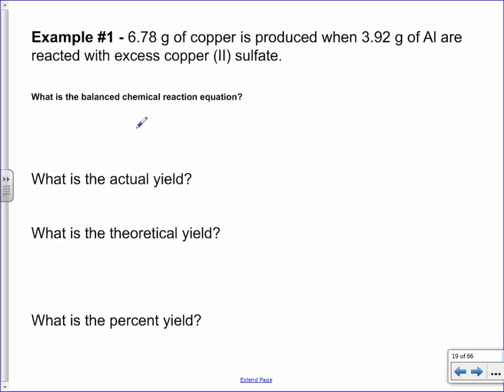So kind of like what I started class with here, I've given you a word equation. Let's try to write a chemical equation. So what am I reacting? Well, it says copper is being produced. So that means the copper needs to go on the product side. Why is it being produced? Well, it looks like aluminum is being reacted with copper 2 sulfate. How do I write copper 2 sulfate? It's actually just CuSO4.